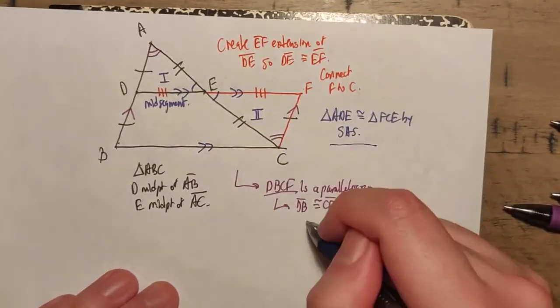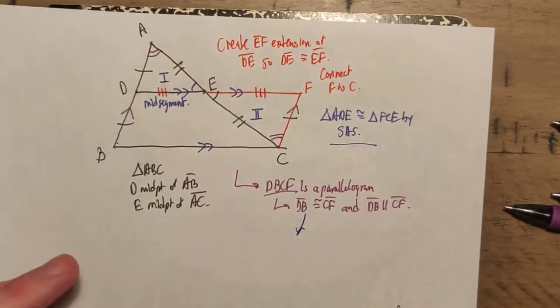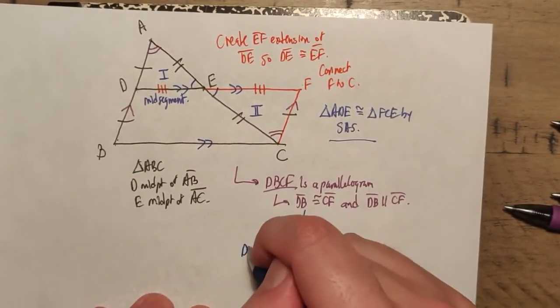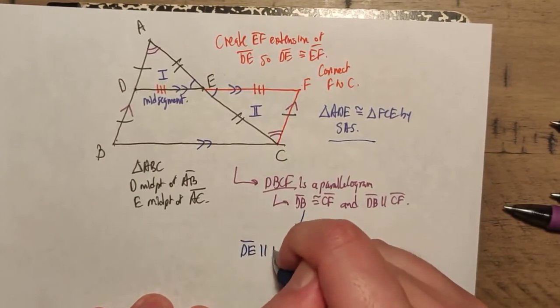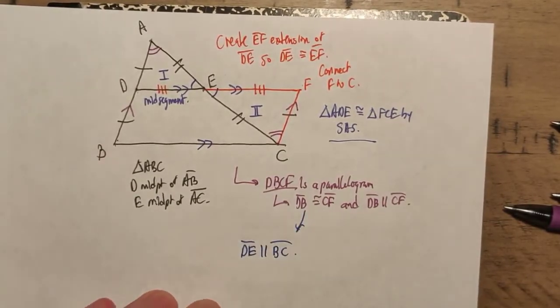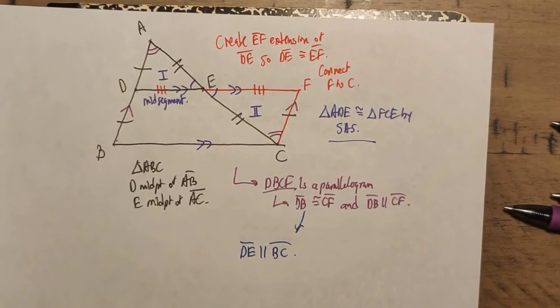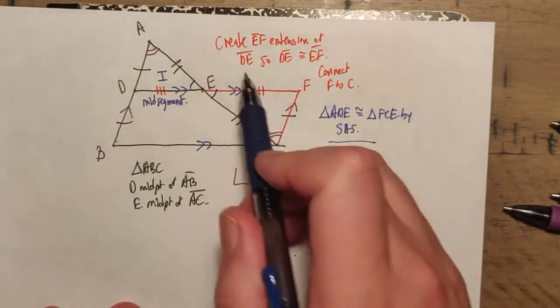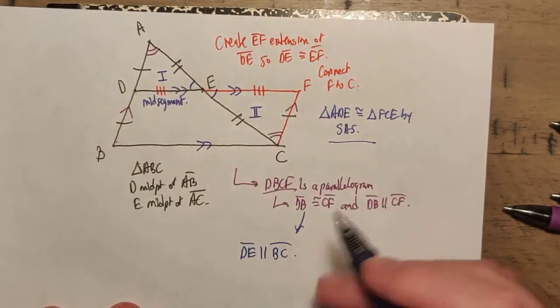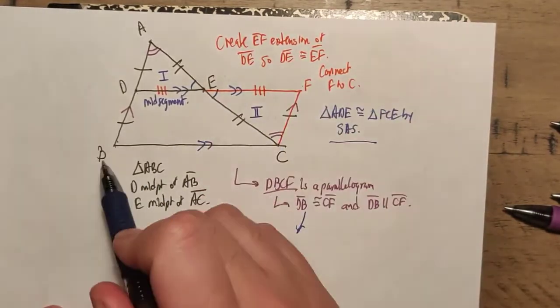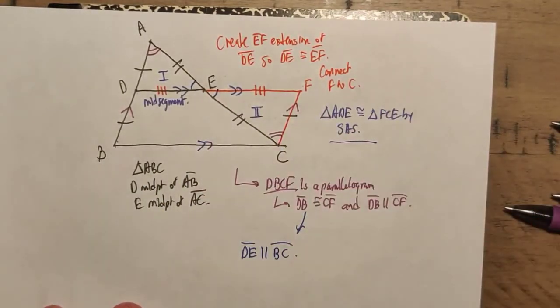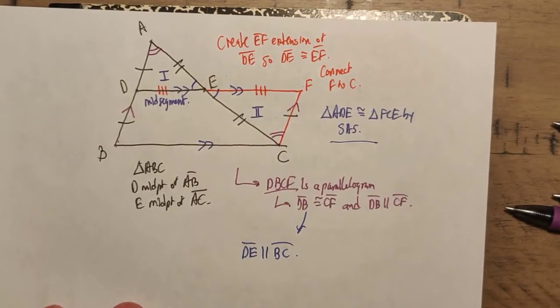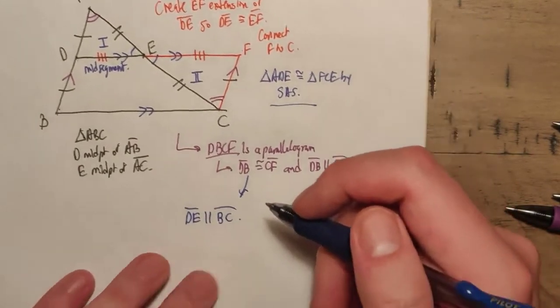So this allows us to conclude some rather important things. We now know that DE is parallel to BC here. So that's important, right? That's going to be a big thing about this mid-segment. Now, of course, we can also do another thing here. Note that in this case, we know DE is congruent to EF. That's going to be important here, right? So we know that the opposite sides of a parallelogram, not only are they parallel, they're also congruent as well. So that's going to be important here.